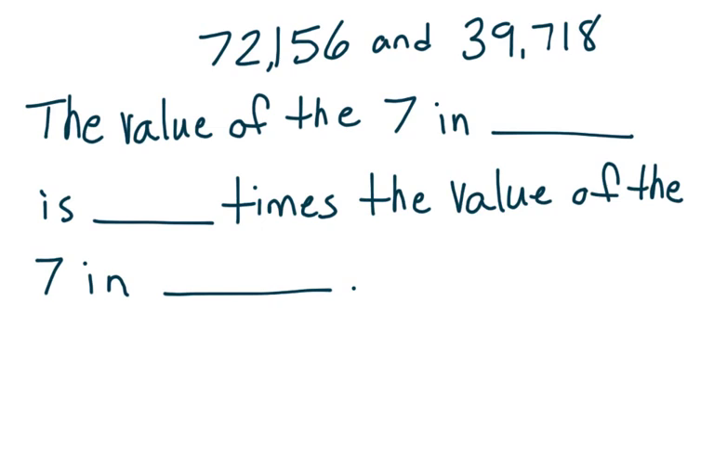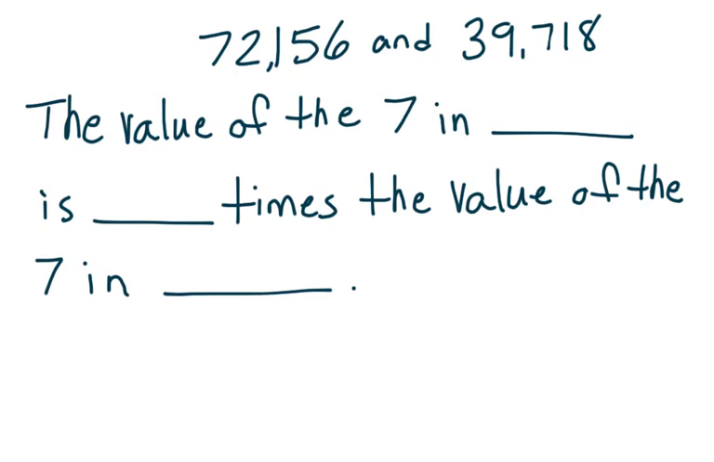We have one more skill we're going to take a look at quickly. These are comparing the value of our digits. So for this first problem, I want you to go ahead and solve this one. The value of the 7 in blank is blank times the value of the 7 in blank. Go ahead and identify the values of those 7s, which is greater, and fill in the blanks. Choose the correct response.